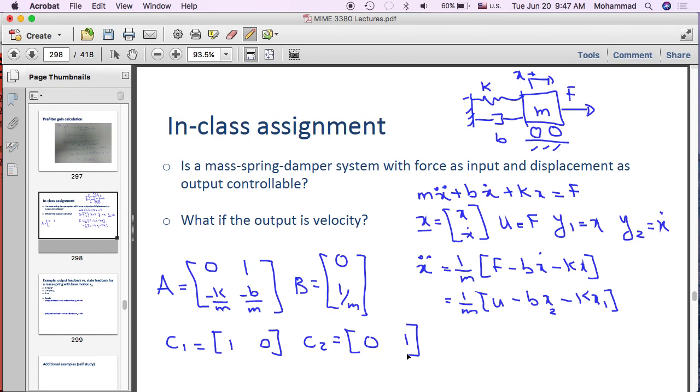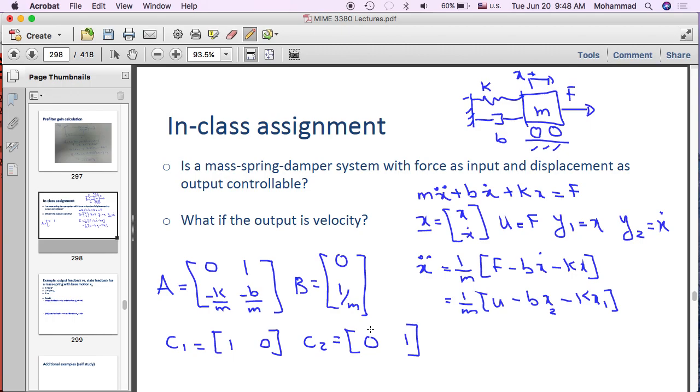So x double dot is equal to 1 over m times f minus b x dot minus k x. So f is u, x dot is the second state variable, I'm calling it x2, and x is the first state variable, I'm calling it x1. So rewriting this into a matrix form, A is going to have 0, 1 in the first line, and minus k over m, minus b over m. B has 0 also on the first line and 1 over m on the second line. We have two possibilities for C matrices. When output is position, 1, 0. When output is velocity, 0, 1.